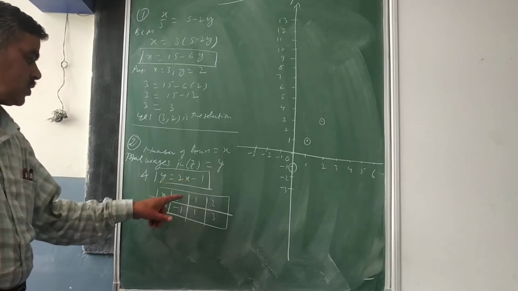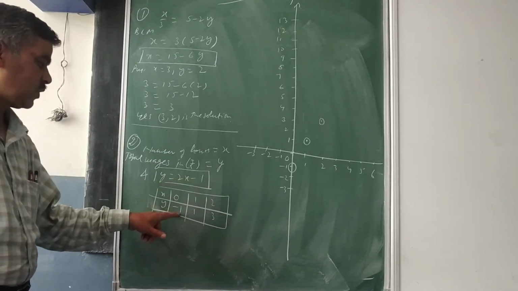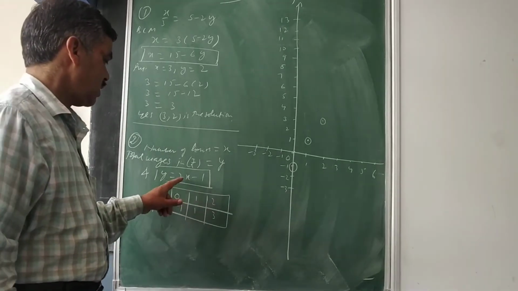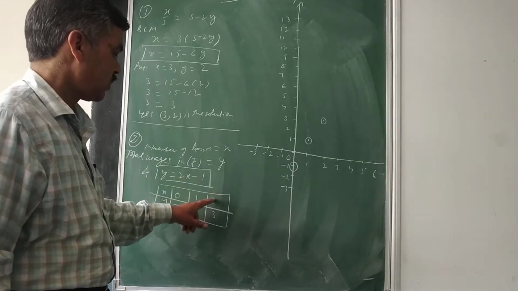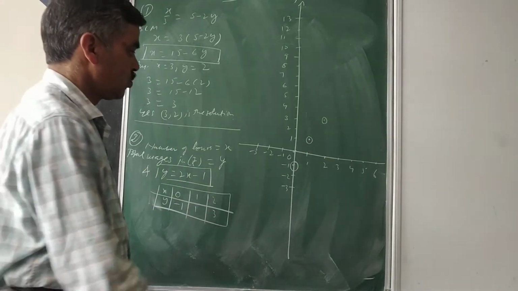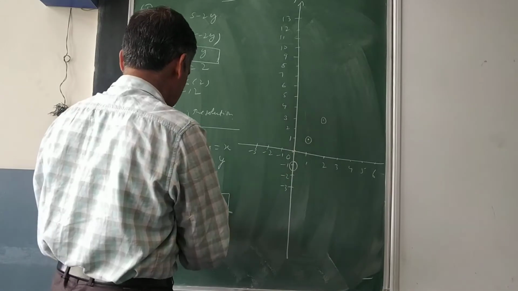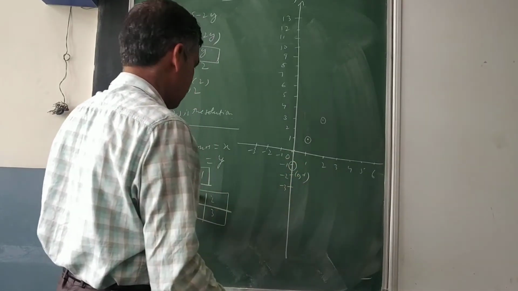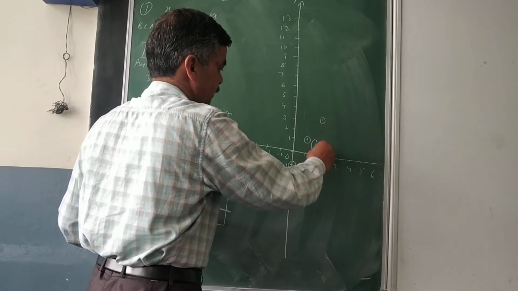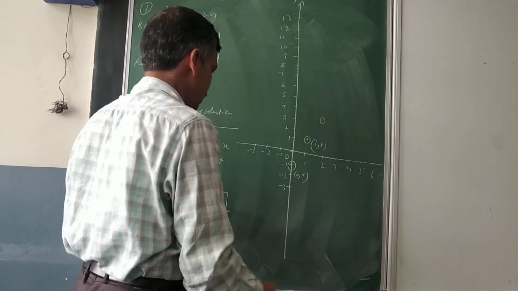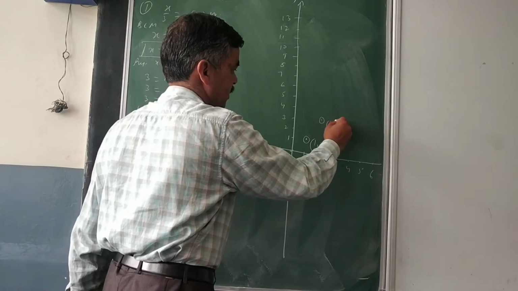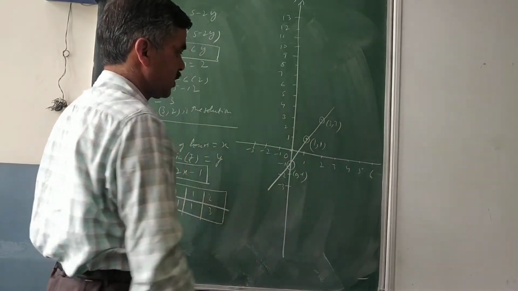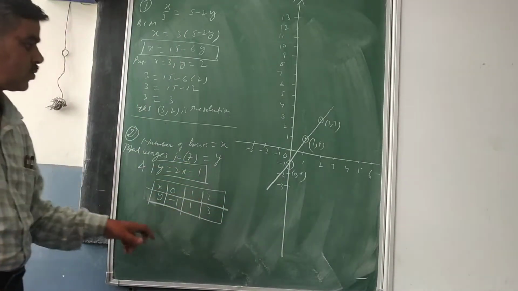If you put x is equal to 0, y will be minus 1. If I put x is equal to 1, 2 minus 1, y will be 1. If I put x is equal to 2, 2 twos are 4, minus 1, 3. Then you just plot these points. 0, minus 1 is the point here. 1 and 1 is this one here. And then 2 and 3 is this one here. Now if you see, all these three are lying on the same line. So this is the graph for this situation.